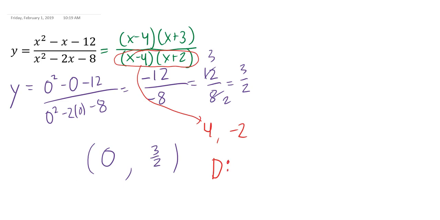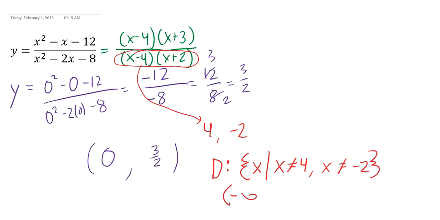My domain is the set of all x's where x is not equal to 4 and x is not equal to negative 2. Or in interval notation, it'd be all the x's starting from negative infinity all the way up to negative 2 but not including negative 2. Also include everything between negative 2 and 4, not including negative 2 or 4. And then you also union everything from 4 to infinity, not including 4.